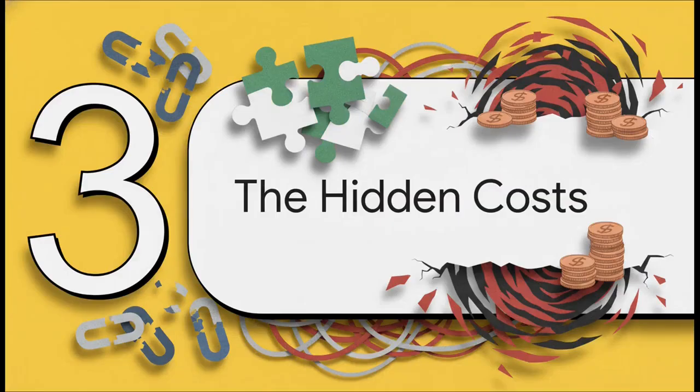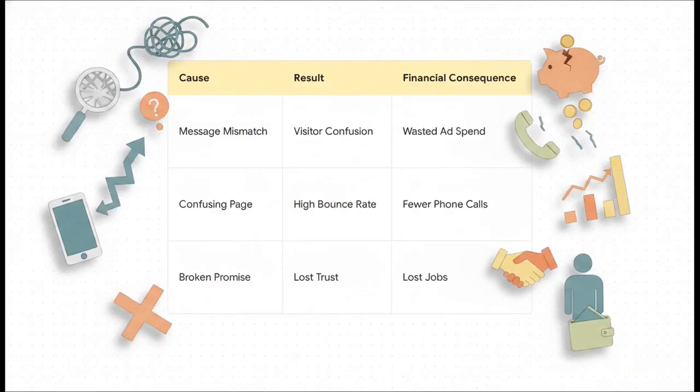Now, this whole disconnect isn't just a small problem. It's not just some marketing theory. It has very real, very painful costs that hit your bottom line directly. And these consequences stack up fast. That message mismatch causes instant confusion. So that click you just paid for, poof, wasted. That confusing page leads to what we call a high bounce rate, people leaving immediately, which means fewer phone calls, maybe none at all. And ultimately, you broke the promise from your ad, so you've lost their trust. And that means you lose the job.